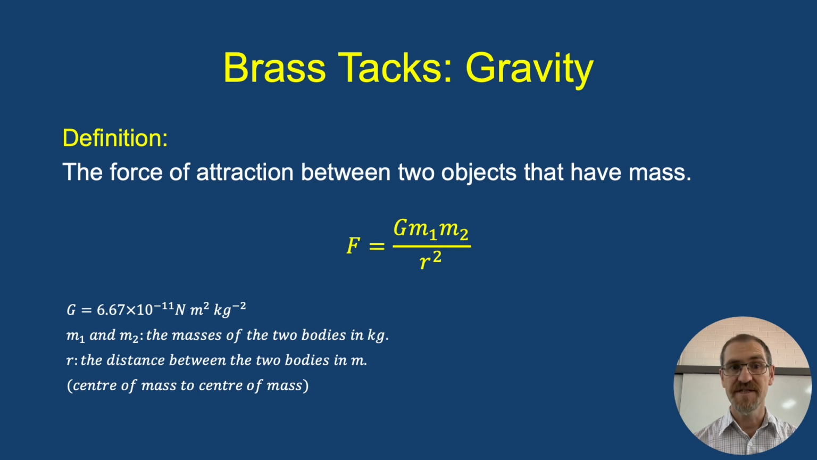Let's start with a definition. Gravity is an attractive force acting between any two bodies of mass. We have an equation for gravity. F equals G m1 m2 over r squared.